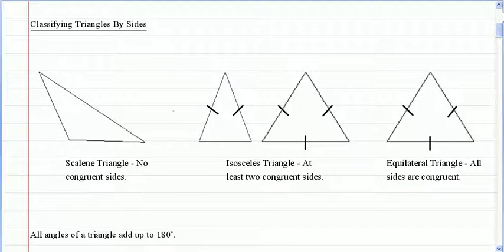To classify a triangle by sides, there are 3 types. A scalene triangle is when you have 3 sides that are different, and the different number of dashes through each side means that the 3 sides are different. An isosceles triangle is a triangle with at least 2 congruent sides, but an equilateral triangle is when all 3 sides are congruent. If all 3 sides are congruent, then you also have 3 angles that are equal to each other. So if the sides are equal, then the angles are equal, so an equilateral triangle is also equiangular.